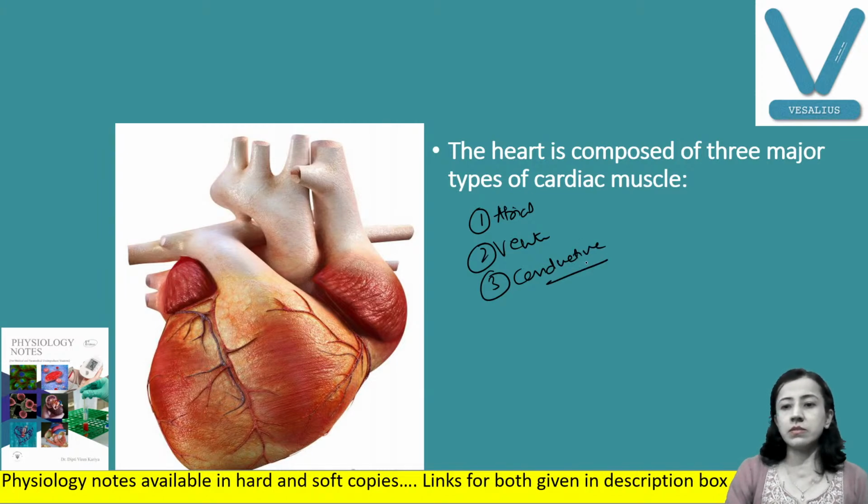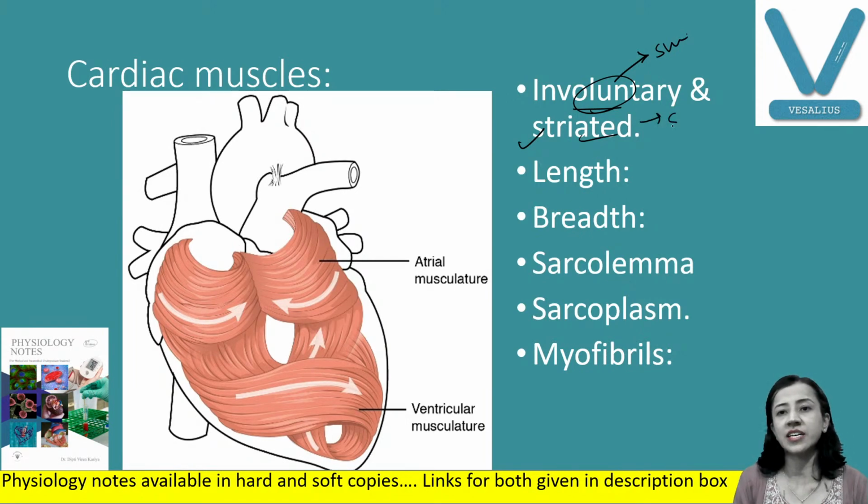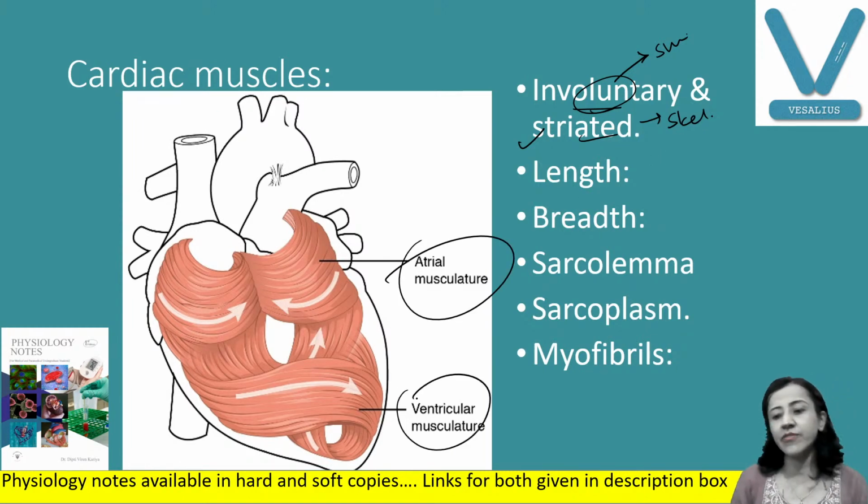Cardiac muscles are involuntary and striated. Skeletal muscles are striated and voluntary. Smooth muscles are involuntary and non-striated. So cardiac muscles have one property, involuntary, from smooth muscle, and the other property, striation, from skeletal muscle. Now the atria and ventricles contract differently, so they are both single units: atrial syncytium or atrial musculature, and ventricular musculature.